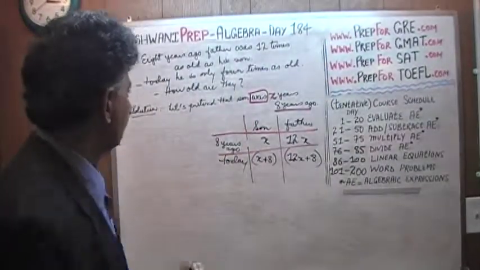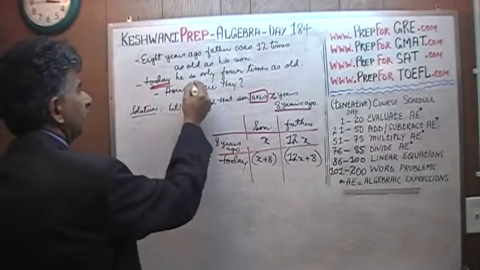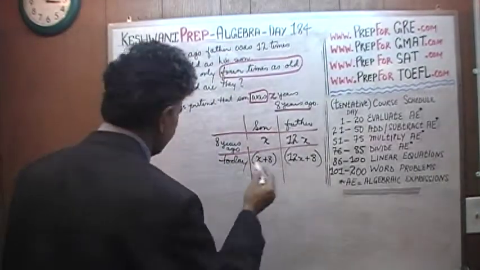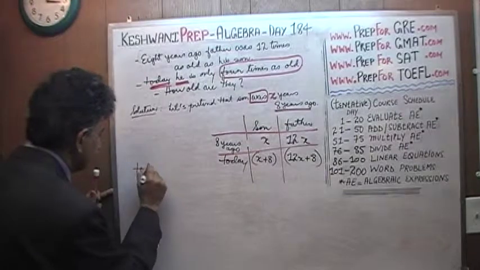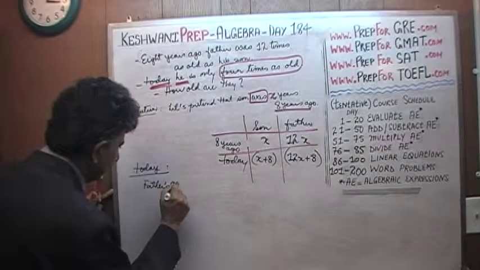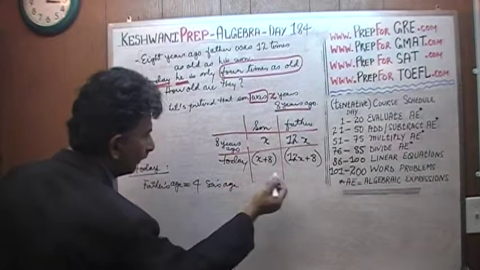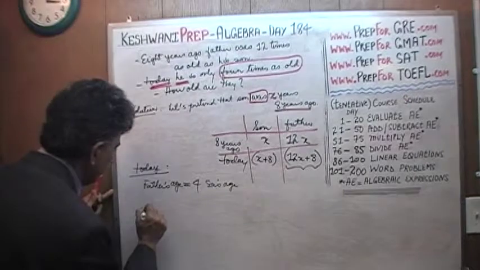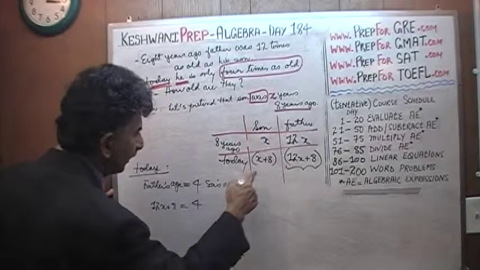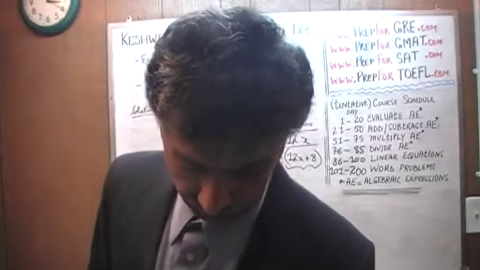The rest is downhill. We are told that today father is 4 times as old. So here's our father's age today. Today father's age is equal to 4 times son's age. Here's our father's age, 12x plus 8, and that happens to be 4 times this quantity, 4 times x plus 8. That's all it is.